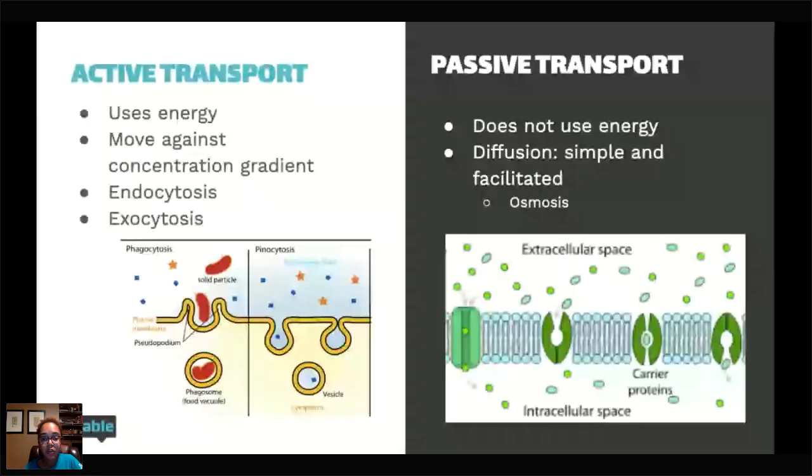So with facilitated diffusion, you can have protein channels like you see in the leftmost of that image. You can have carrier proteins. But either way, it's going from high concentration to low concentration, which is what it wants to do anyway. So it does not take any extra energy to actually do this, even if it's using proteins.